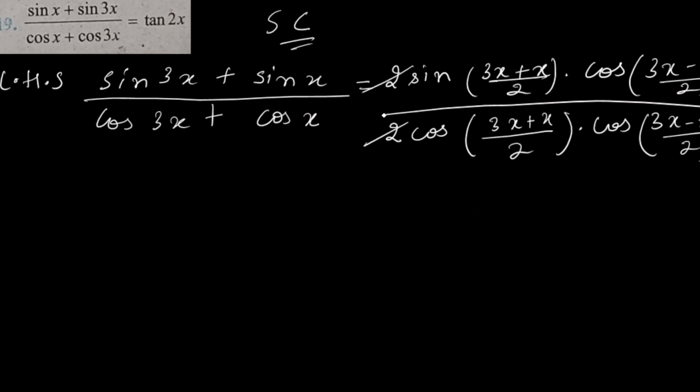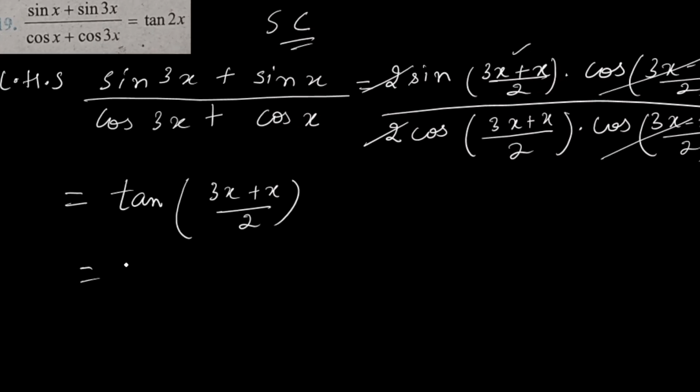First of all, 2 and 2 will get cancelled. Then cos 3x minus x by 2, cos 3x minus x by 2, the same terms up and down we can cancel. So what I am left with now is sine by cos with the same angle. The angle should be the same, then only we can apply the quotient relation. So sine by cos we know is tan.